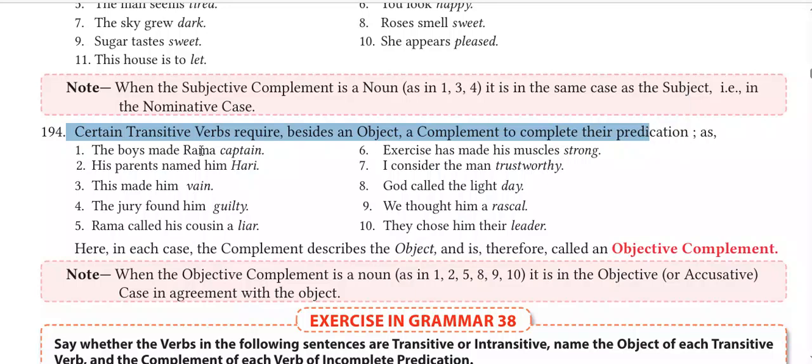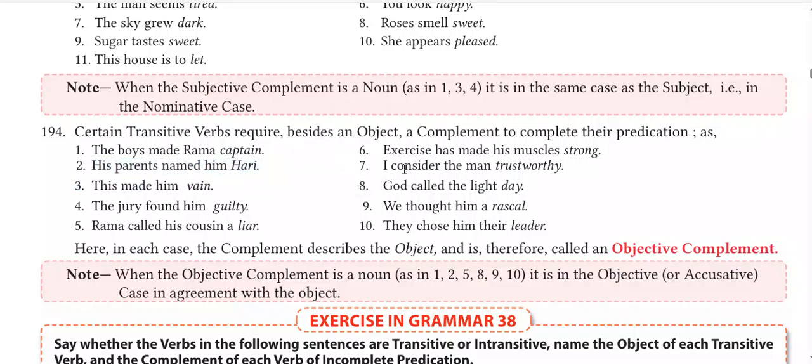For example, the boy made Rama captain. Now see, the boy made Rama, what? Captain. If I say the boy made Rama, there is subject, verb, object, but still there is something that needs to be added to the object in order to make it complete. So that's why I said the boy made Rama captain. His parents named him Hari. So Hari is added to the object.